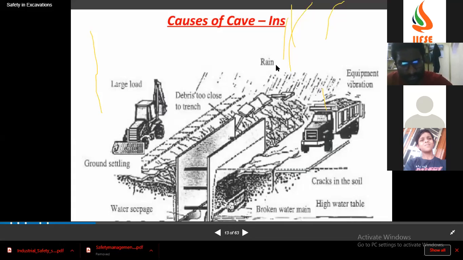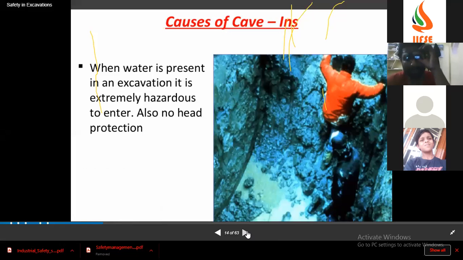See, he has shown the environmental impact: rain, ground settling. Are there any cracks? Is there a standard for how much distance there should be between the equipment and the excavation? Yes, we have the standard. It should be like 1 meter or 3 feet away from the edge of the excavation, where you have to keep the sand. Yes. So this is the water excavation, which is improper.